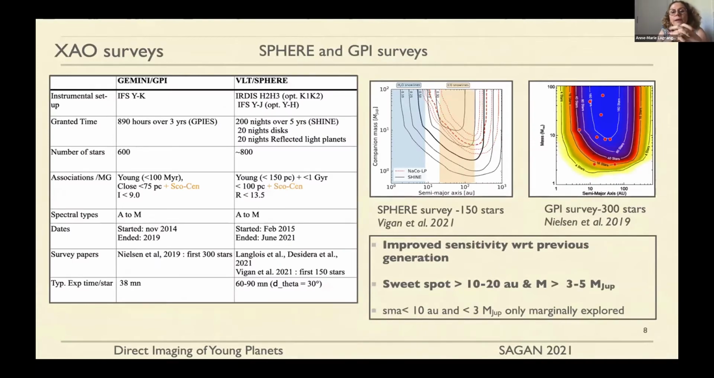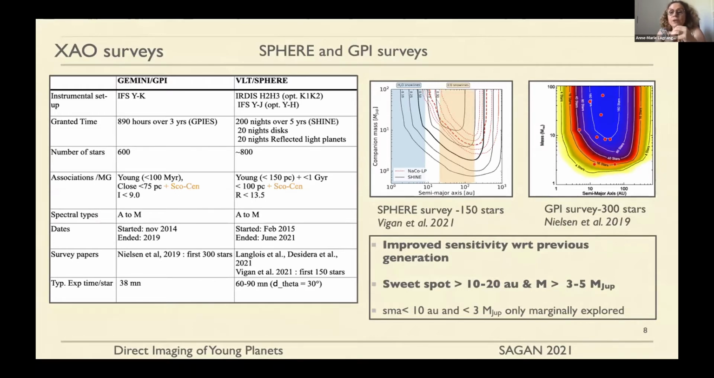Yesterday, Eric Nelson told about the results of the SPHERE and GPI surveys. These both instruments have observed a few hundred stars of all spectral types in the nearby associations that I mentioned earlier in this talk, plus in the Scorpius-Centaurus association that we will talk about again. And half of the data have been analyzed and published so far, even though the surveys have ended.